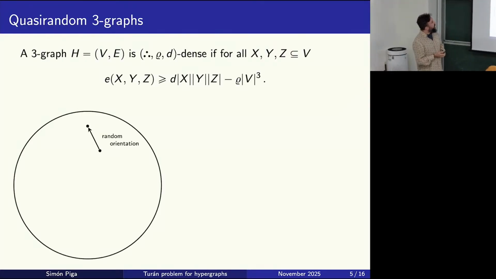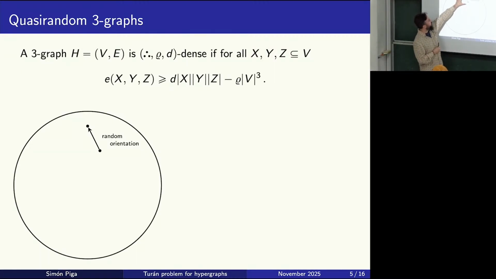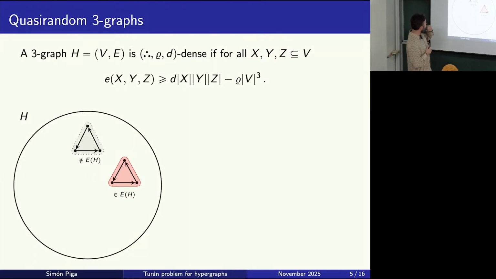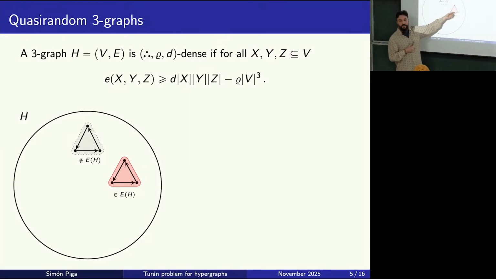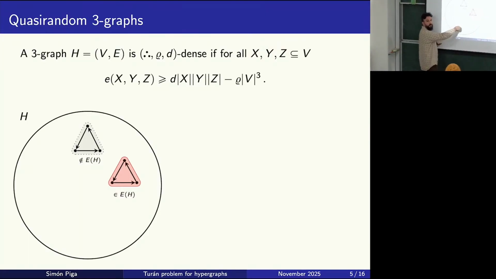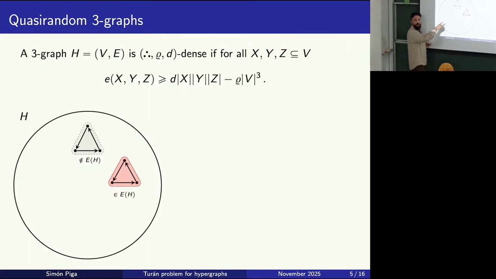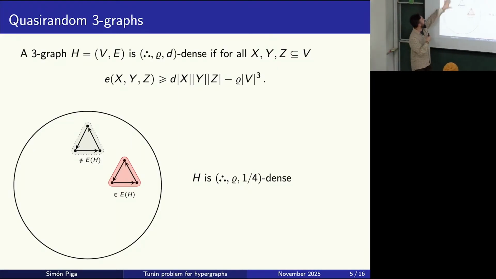So let me give you one nice example of this. Imagine you have a set of vertices and you orient the pairs of vertices randomly. Now you can construct a hypergraph in which the oriented triangles are edges and the non-oriented triangles are non-edges. Okay. So if you take 3 sets of vertices, you will always find a 1/4 proportion of the triangles will be oriented.